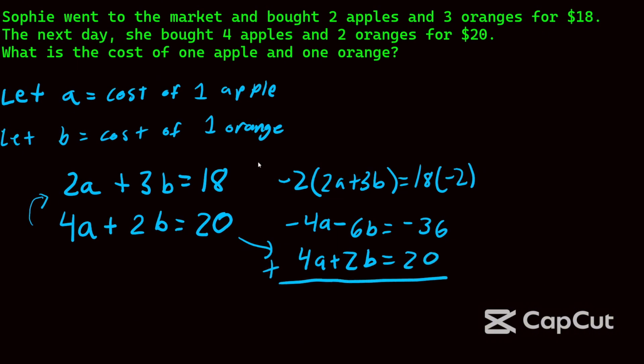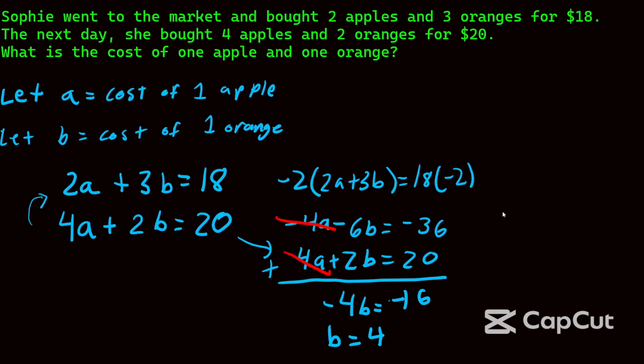Remember, add down. -4a plus 4a is 0, so these just cancel. I get -6b plus 2b is -4b. Okay? And -36 plus 20 is -16, which means b equals 4. So b equals 4. So that means 1 orange costs $4. That's a pretty expensive orange. Okay, right? And how did I know that was an orange? Because we labeled it. This is why it's so important to label.